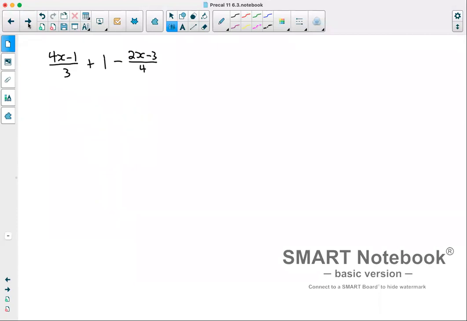Our next example, we've got (4x - 1)/3 plus 1 minus (2x - 3)/4. So once again, we have to find our common denominator. So in this case, that would be 12. So I would multiply this first term by 4/4 to get 12 in my denominator. This next term, I'll multiply by 12/12. And the last one by 3/3.